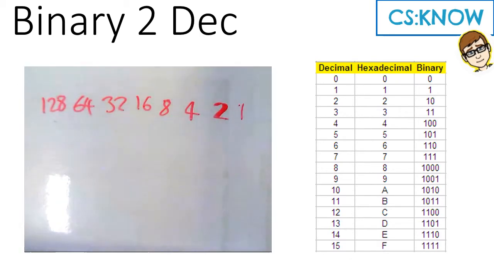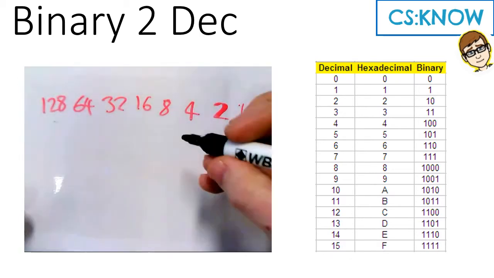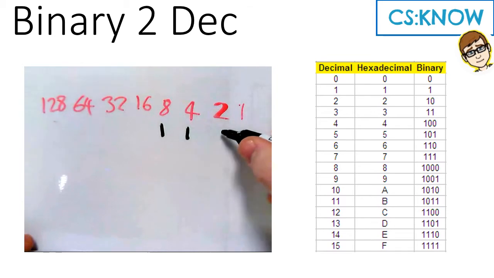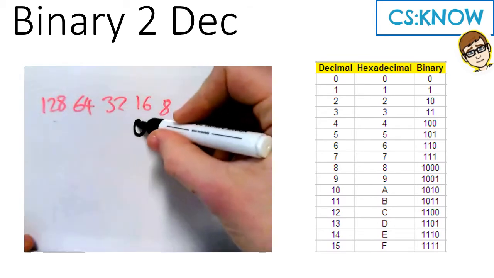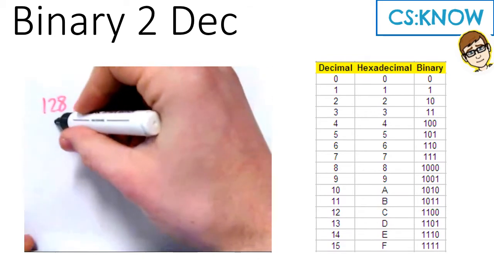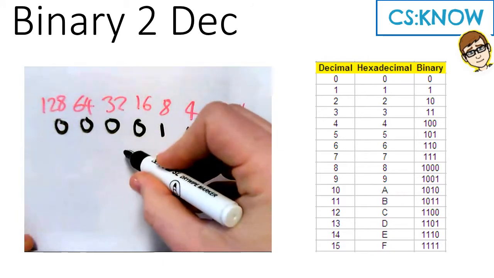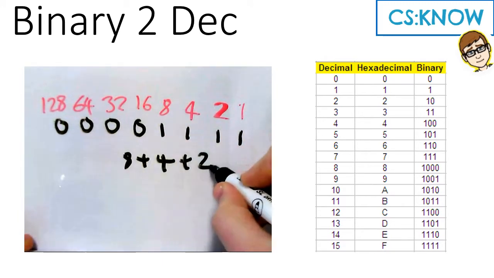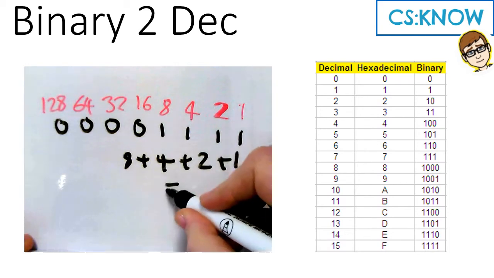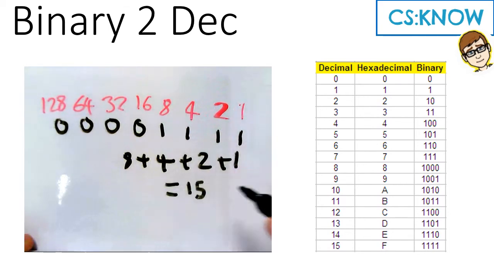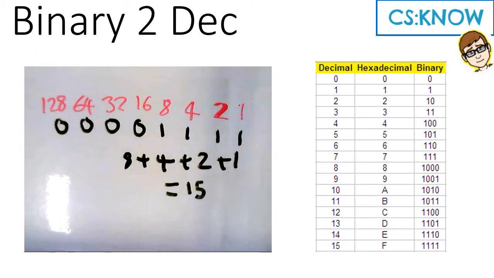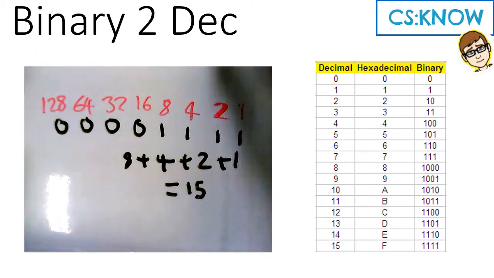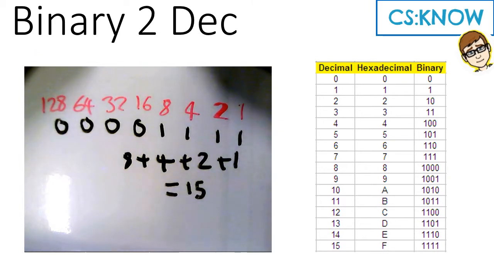If a column has got a 1 in it, that means add that number on. So an 8, 4, 2 and 1, add those numbers together. Now you might be able to do that in your head, but it's best to write them down. So 8 plus 4 plus 2 plus 1. There's a little trick with this: if all the columns to the right are turned on, in this case 8, 4, 2 and 1, I know that's 15. If the 16, 8, 4, 2 and 1 columns are on, I know that's worth 31.